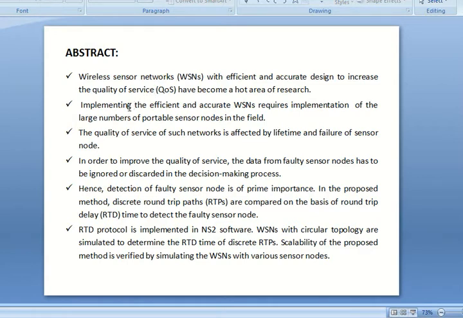But the implementation of wireless sensor network is done with the help of a large number of portable sensors. When a large number of portable sensors are used, the quality of service will be degraded. In order to improve the quality of service, the data from the faulty node has to be discarded. The proposed system of our project is to remove the data from the faulty node, that is, identification of a faulty node, which is done with the help of a round trip delay method.